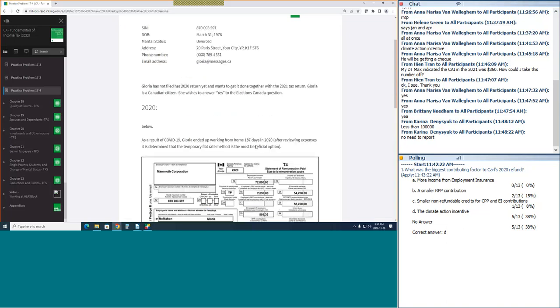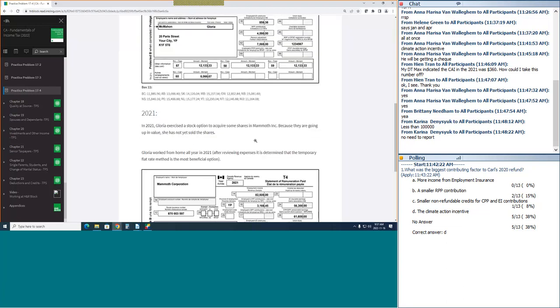In 2020, she had a T4 from Mammoth Corporation, and she was working from home. After calculating that, it was 187 days. And they've determined the flat rate is better, so we're going to do flat rate for her. Again, if you didn't have time to put that one thing in, you'll be able to do it now because we showed you how to do it. You're going to choose T777S in the 2020 file. You're going to choose flat rate simplified method. And then you can just put in qualified. Yes, she's qualified for it. 187 days is more than 4 continuous weeks. And then you're just going to put in the number.